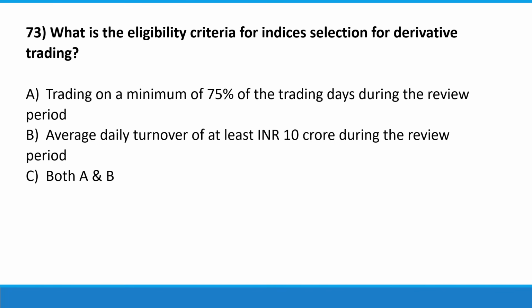What is the eligibility criteria for indices selection for derivative trading? Option A, trading on a minimum of 75% of the trading days during the review period. Option B, average daily turnover of at least 10 crore rupees during the review period. And option C, both A and B. The correct answer is option C, both A and B.